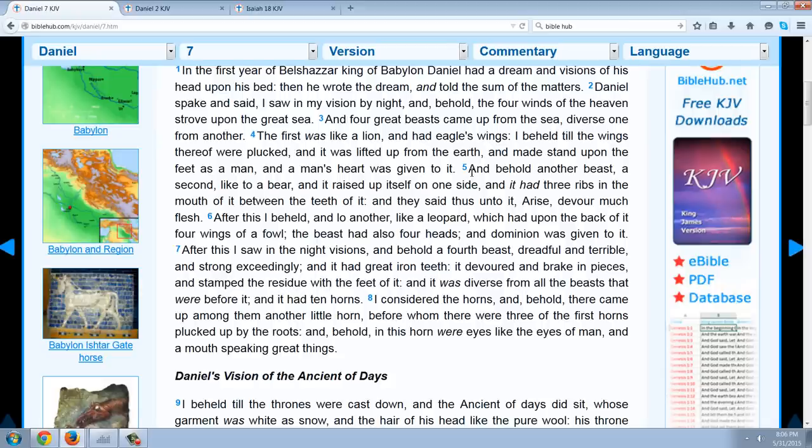And I behold another beast, like to a bear, and it raised itself up on one side, and it had three ribs in the mouth of it, between the teeth of it, and they said unto it, Arise, devour much flesh. After this I beheld, lo, another like a leopard, which had upon the back of it four wings of a fowl. The beast also had four heads, and dominion was given to it. And after this I saw in the night visions, behold, a fourth beast, dreadful and terrible and strong exceedingly, and it had great iron teeth."